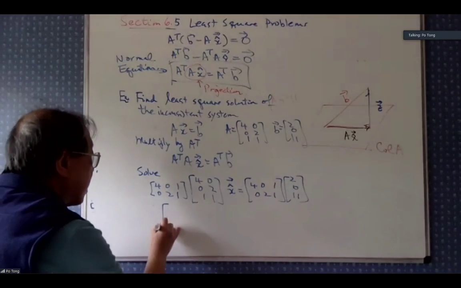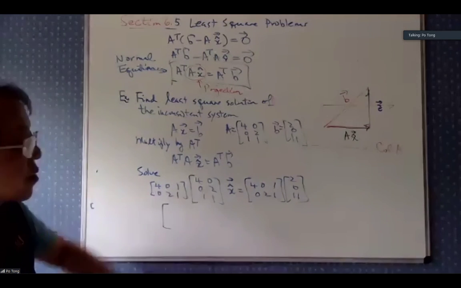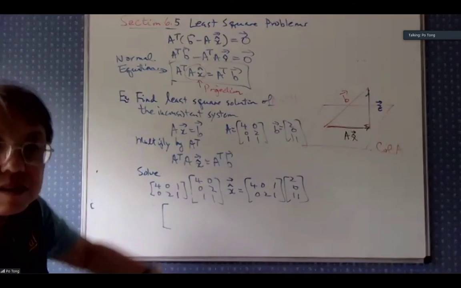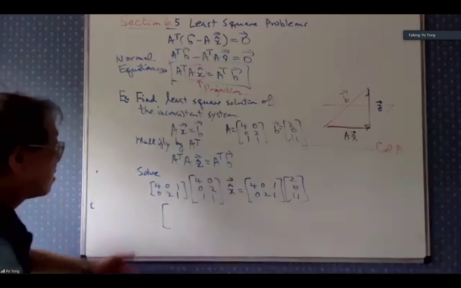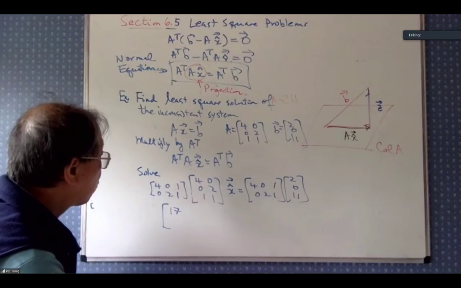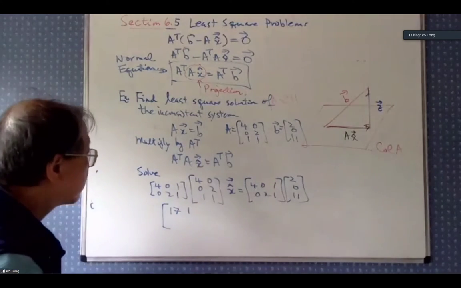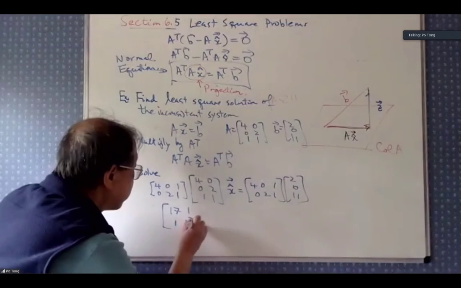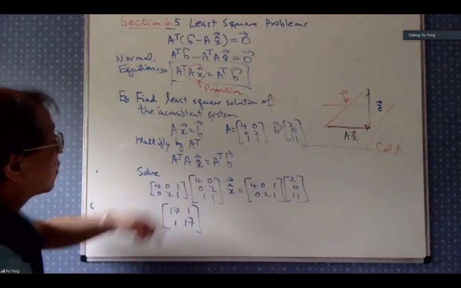So what do I have here? What is the size of this matrix after I do this? 2 by 3 and then 3 by 2, so 2 by 2: 17, 1, 1, 17. Now this matrix is always symmetric.